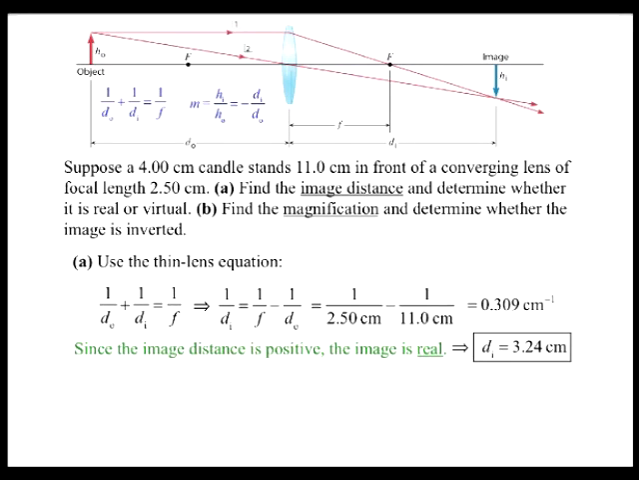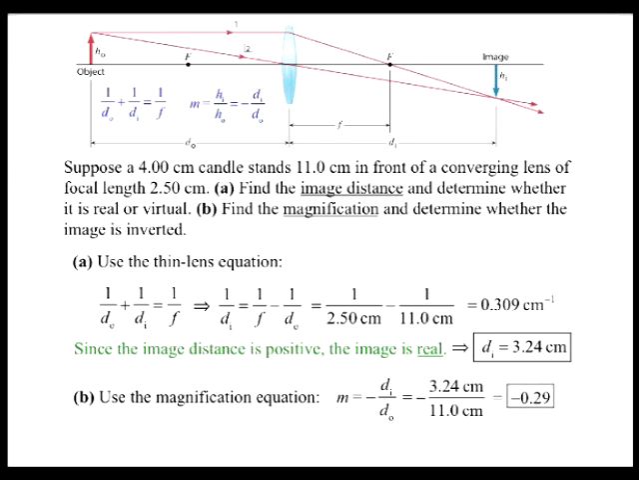For part B, we use the magnification equation, M equals negative DI divided by DO, which equals negative 3.24 centimeters divided by 11.0 centimeters, which equals negative 0.29. Thus, the image is smaller than the object since the magnitude of M is less than 1, and the image is inverted since M is negative.